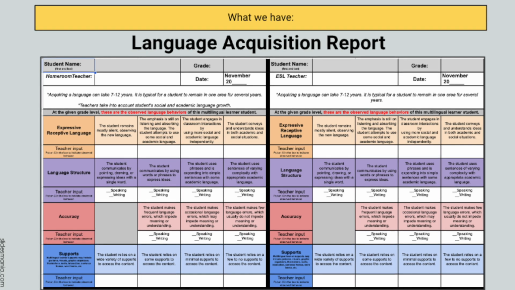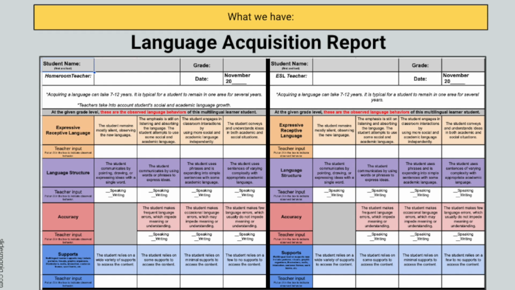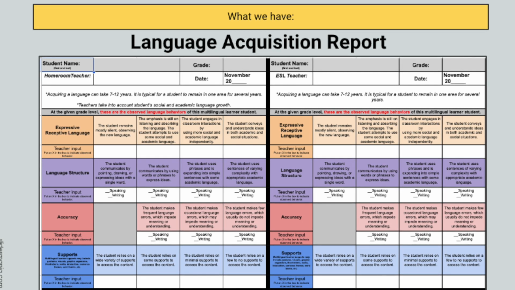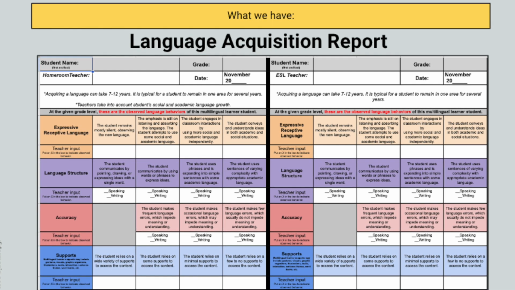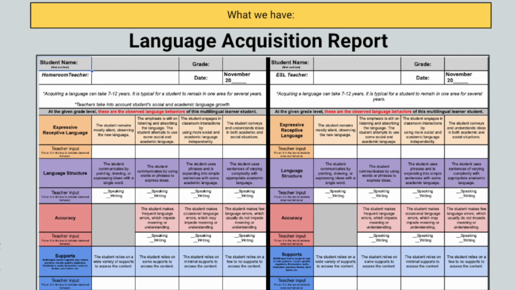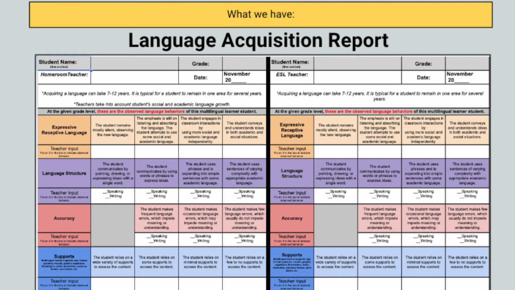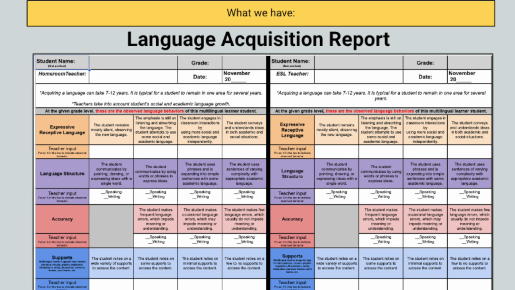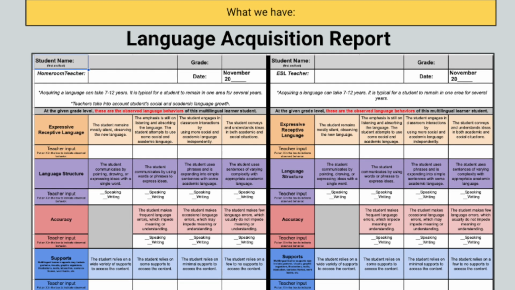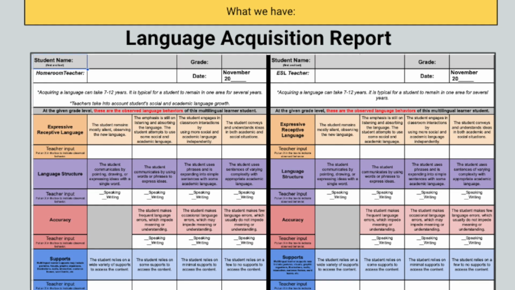Up at the top, we have an area that gives some context to understanding this report. And that is, acquiring a language can take 7 to 12 years, and it's typical for a student to remain in one area for several years. And that's because this report is all from the context of your classroom, your grade level standards, and the observed behaviors that you're seeing with our multilingual learners.